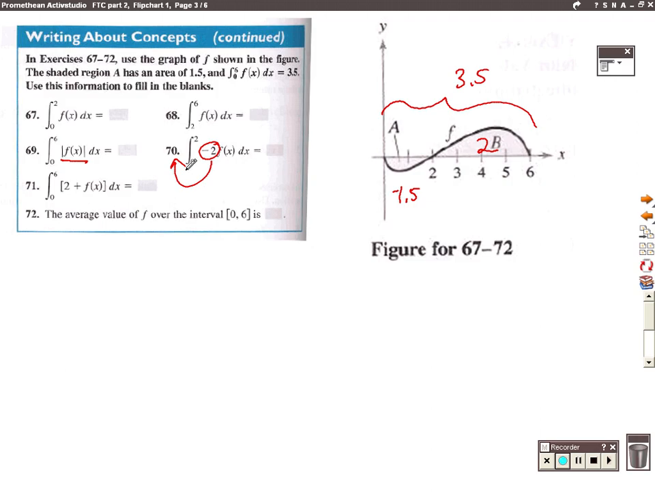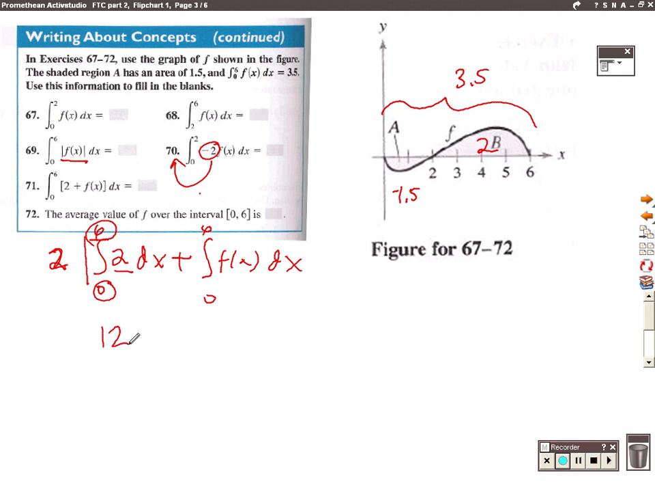0 to 2, 0 to 6, 0 to 2. Number 71, I'm going to rewrite that as... No, I'm not. 0 to 6 of 2. There's your rectangle coming back again, plus 0 to 6 of f of x dx. And remember, this is a rectangle that is 6 units by 2, and 6 times 2 is 12. And then you would get your area from the graph.